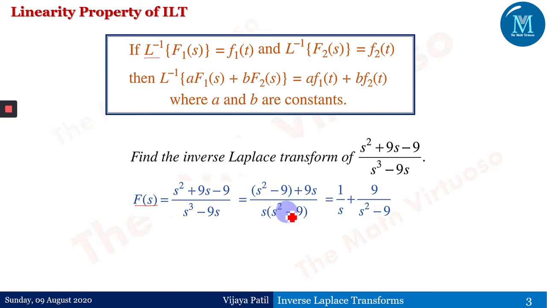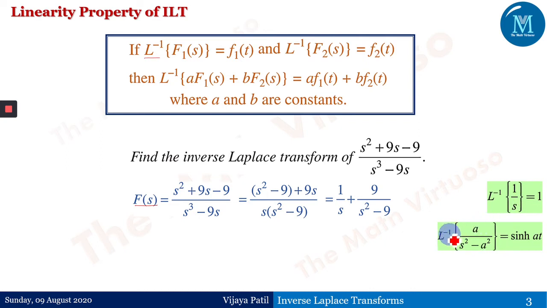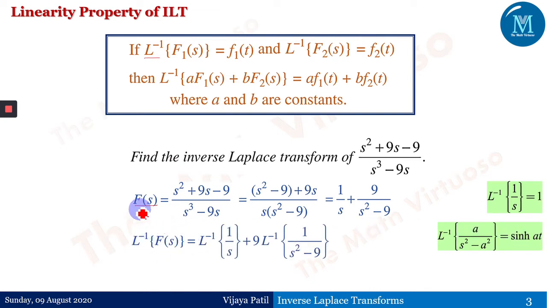plus 9s upon s into s square minus 9. So the s square will go off from the first term and I'll remain with just 1 by s, and from the second, s will go off and I'll remain with 9 upon s square minus 9. Now, Laplace inverse of 1 by s is 1, what we have seen in the first session of the inverse Laplace transform, by elementary transformations. And Laplace inverse of a upon s square minus a square is equal to sine hyperbolic at. Now let us go ahead. So we are applying the Laplace inverse on both sides.